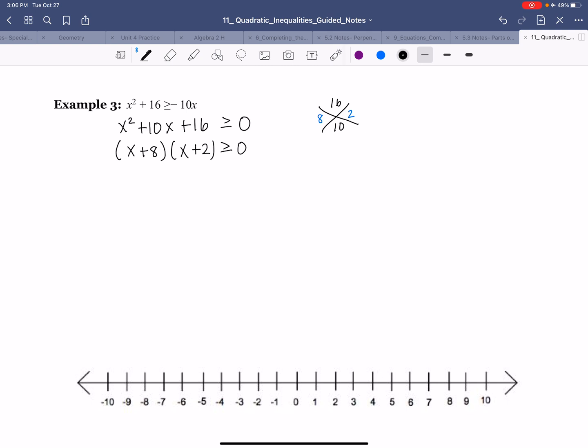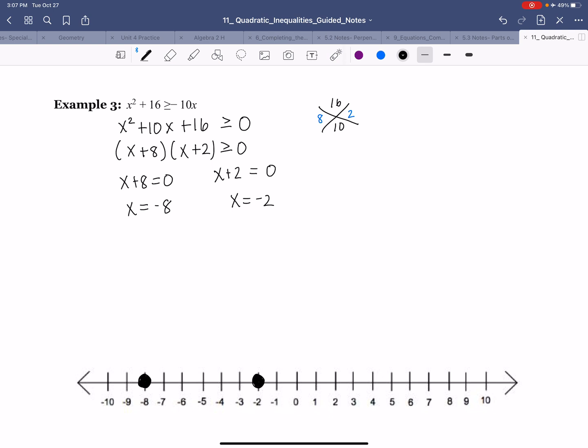Okay, solve them. So this first one, x plus 8 equals 0, so x equals -8. Second one, x plus 2 equals 0, so x equals -2. Okay, this is going to be closed dots because this is greater than or equal to. So at -8, we're going to have a nice closed dot. At -2, a nice closed dot. Okay, test the regions.